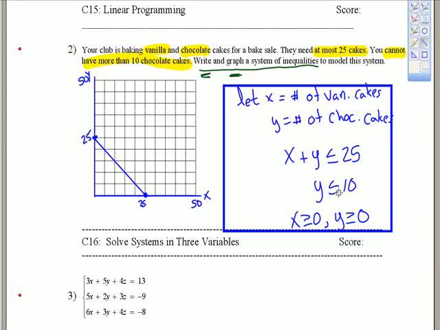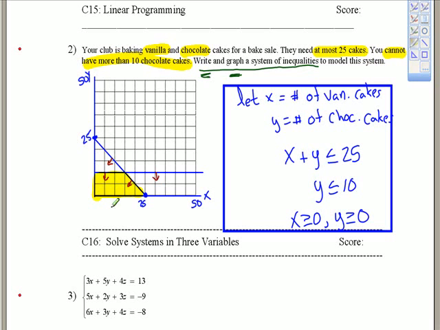The equation y is less than or equal to 10. I just have to go up to 10 on the y-axis and draw a line because that's where y is 10, so everything's below that. You're going to be shading below the x plus y is less than or equal to 25 and below the y is less than or equal to 10. So my shading overlap is going to be this trapezoid down here in the bottom.